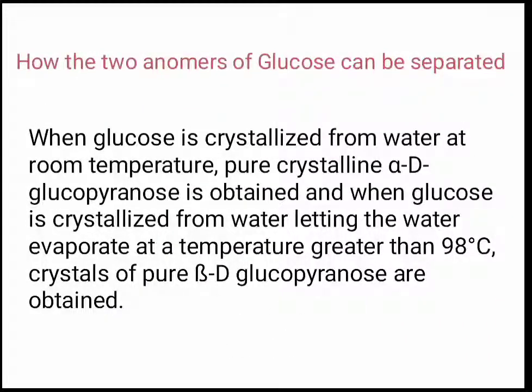How can the two anomers of glucose be separated? This is a big question, how you can separate these two anomers. When glucose is crystallized from water at room temperature, pure crystalline alpha-D-glucopyranose is obtained, and when glucose is crystallized from water, letting the water evaporate at a temperature greater than 98 degrees centigrade, crystals of pure beta-D-glucopyranose are obtained.